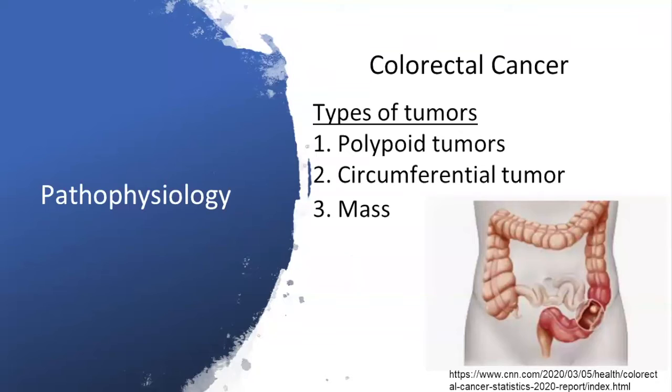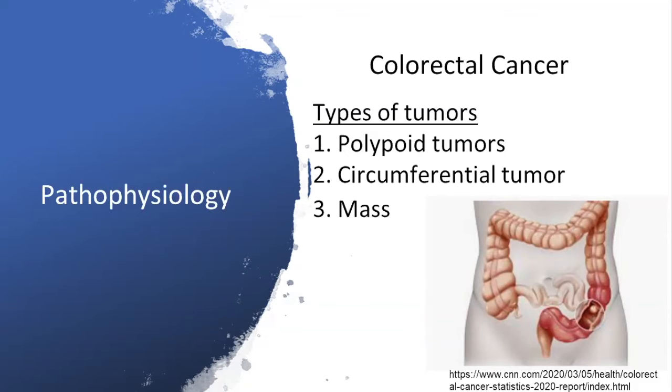Our example, colorectal cancer, is found often in males and females, so it is one of the most common cancers. The majority of these tumors are found in the left colon or rectum, so they are more easily reached during colonoscopy. Types of tumors that can be found in this cancer are polypoid tumors, which hang like a ball on a string on the inside of the bowel lumen. It can also be a circumferential tumor, which grows around the bowel, which can cause a bowel obstruction, or it can be a mass growing within the bowel lumen.